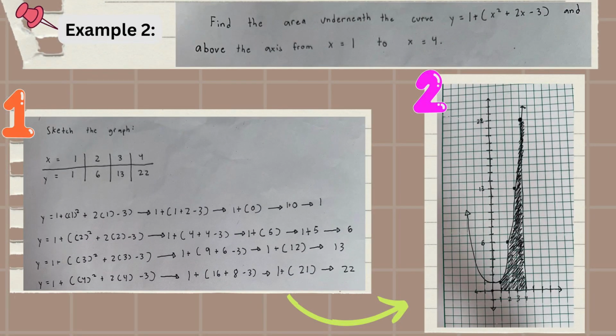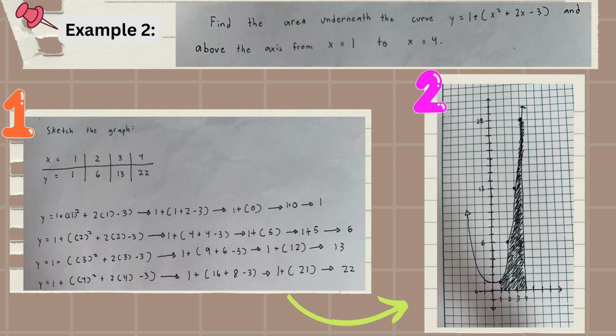And now for our second example, we have to find the area underneath the curve y equals 1 plus (x squared plus 2x minus 3), and above the axis from x equals 1 to x equals 4. So for our first step, we have to sketch the graph. Our x values are 1, 2, 3, and 4. We have to find the y values.